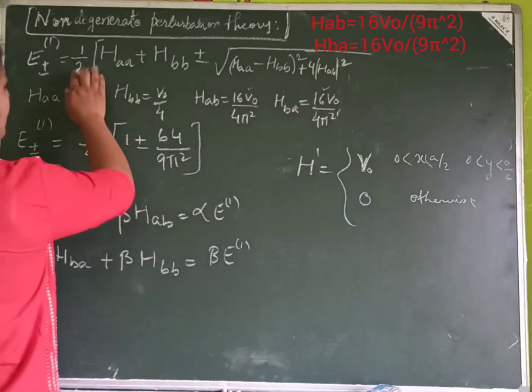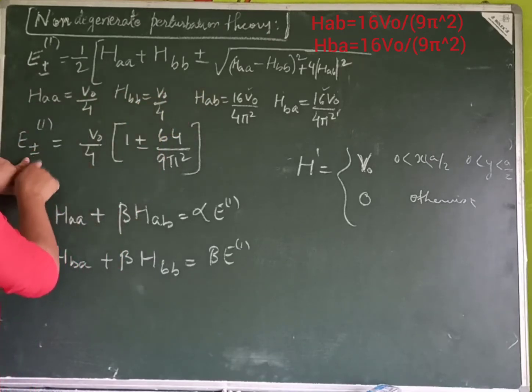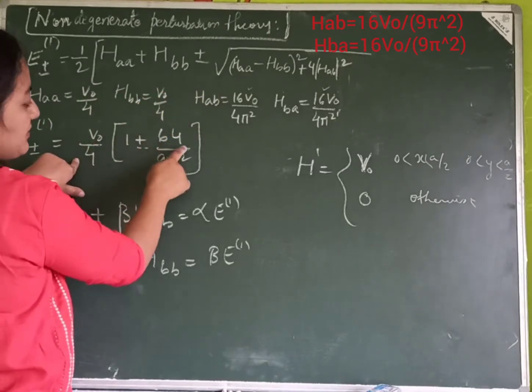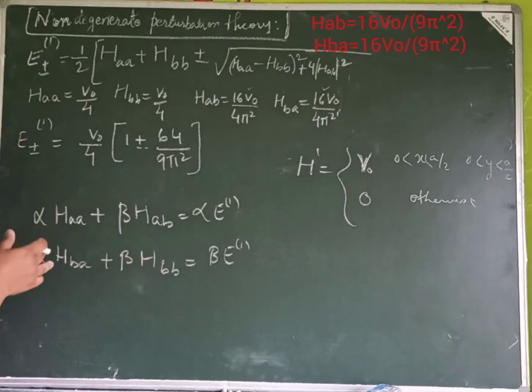Using this formula, we find E plus minus to be V0 by 4 plus minus this. So I have got basically two different energies for the first order correction; the energy is split.